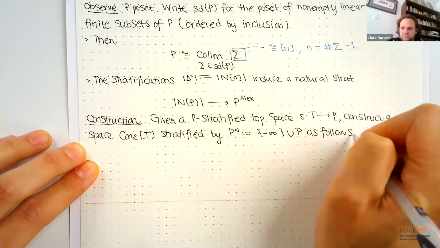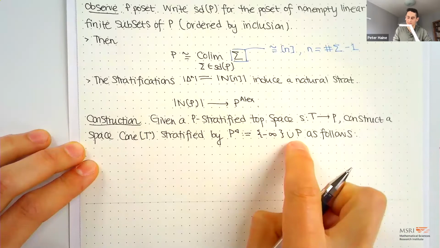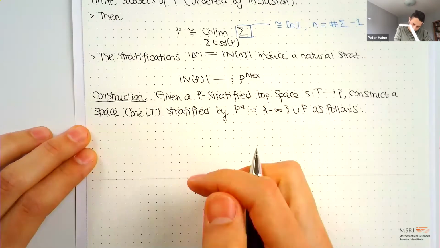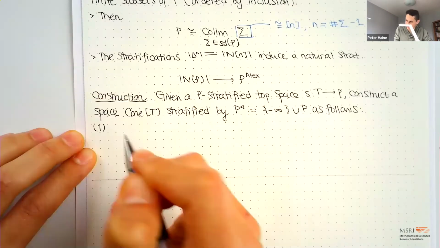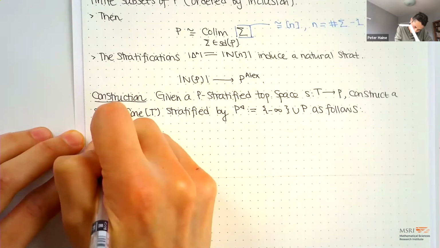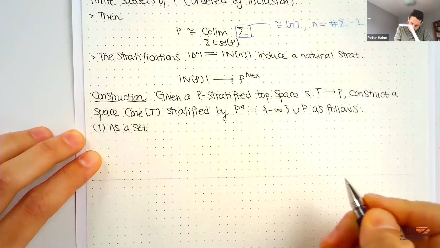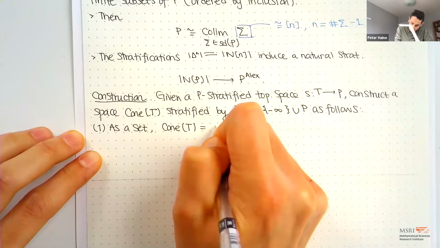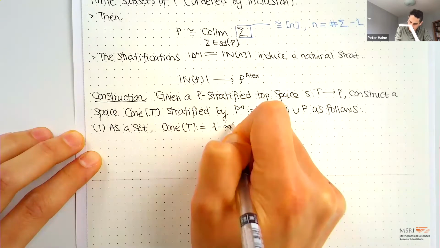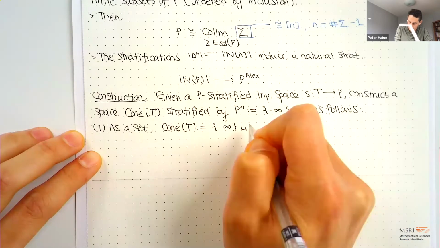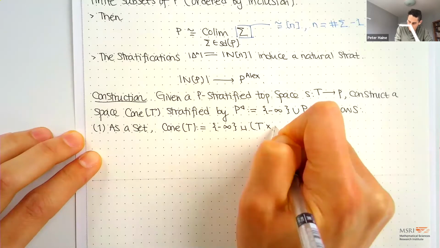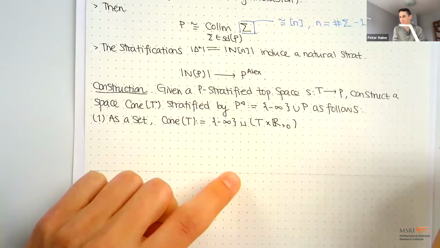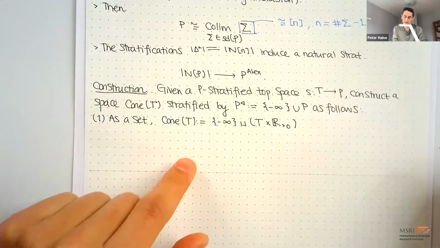Maybe I should say, if you have brackets n, doing this construction gives you brackets n plus 1. So as a set, this cone is just going to be a new point called minus infinity, adjoin T cross a copy of R greater than 0. Basically what I want this to be is just an open cone on T.